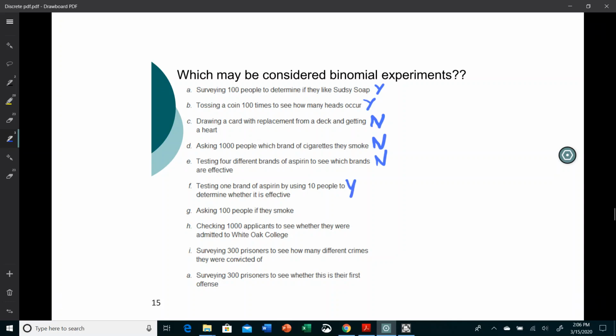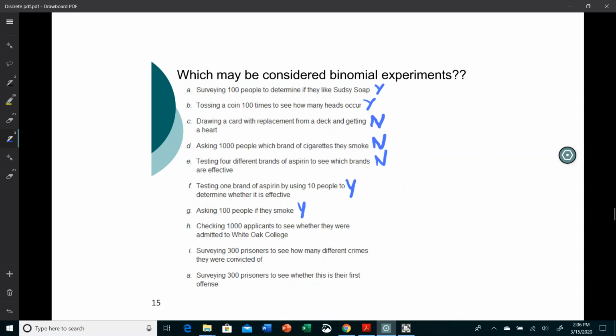Asking 100 people if they smoke. So independence, yes. Is that success-failure? Yes, either they smoke or they don't. Fixed number of trials, yep, that's 100 people. Probability the same from person to person? I would assume so, so we're going to go with yes here.